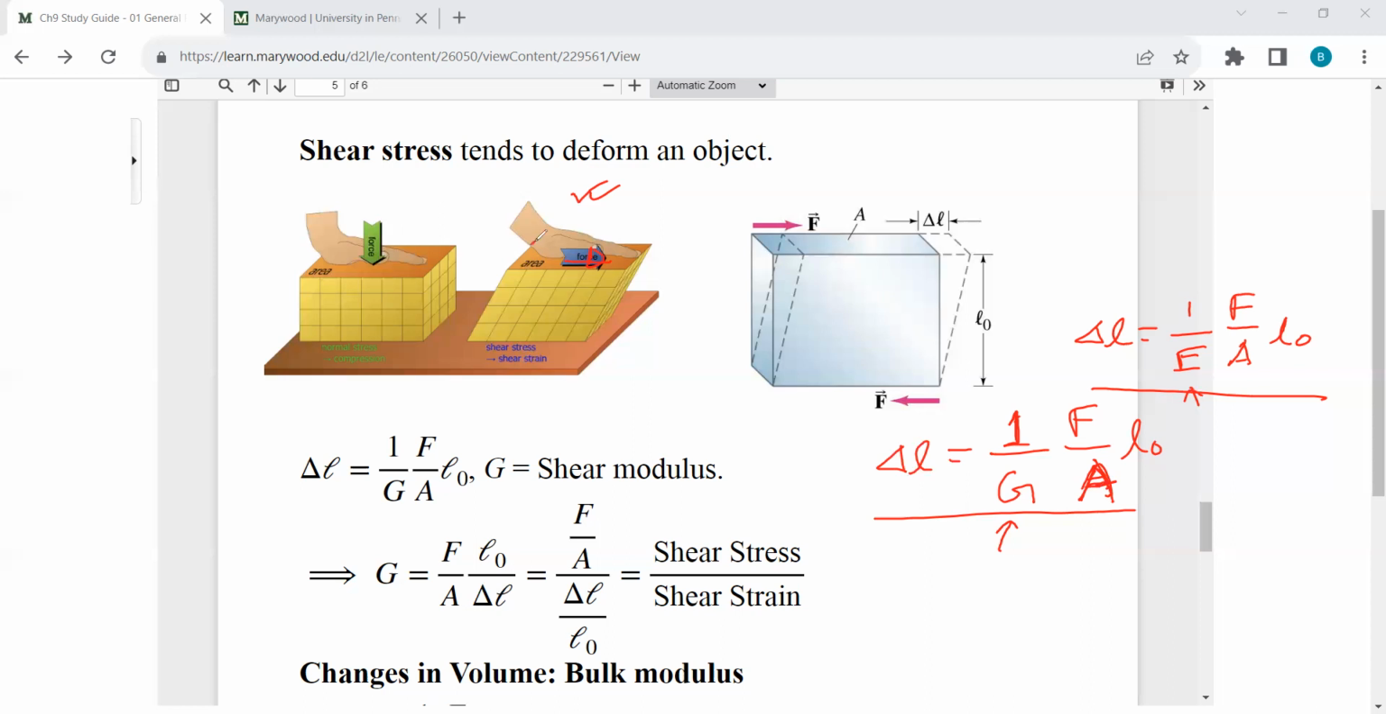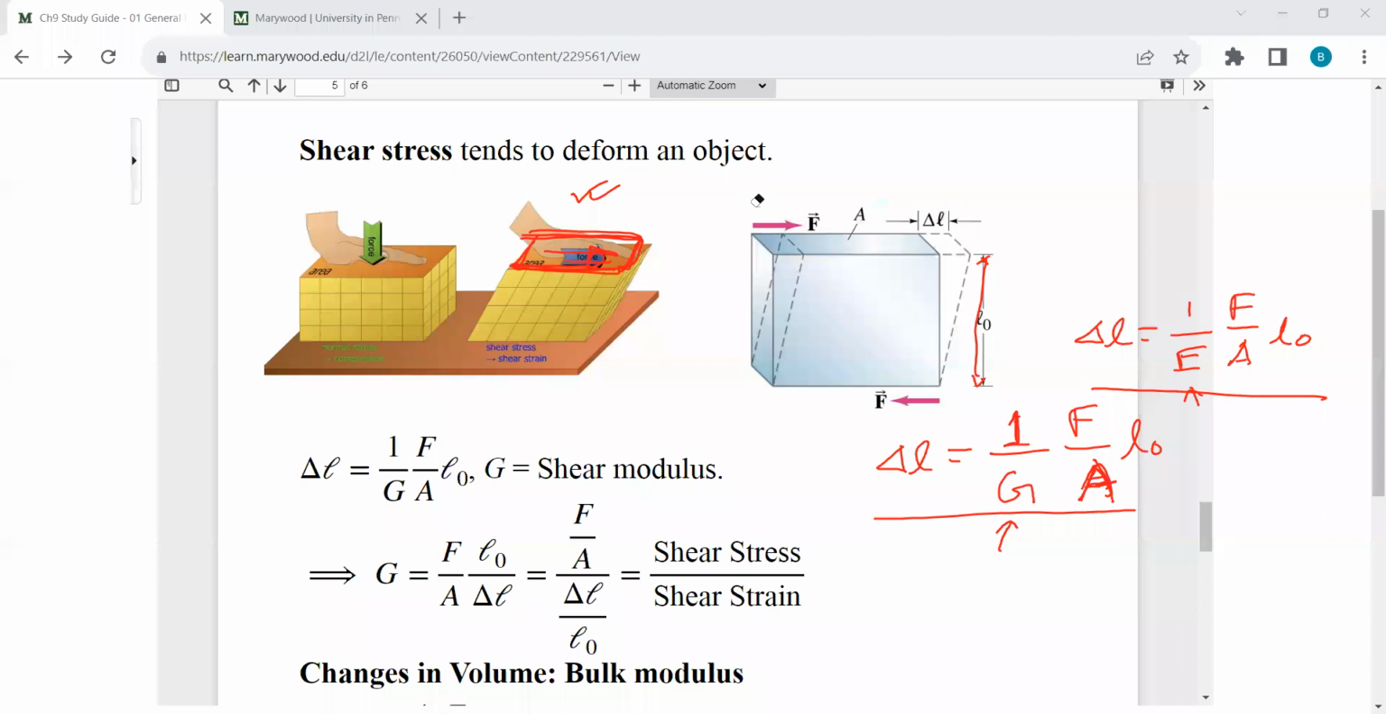For example, in this picture, force is applied on this side, so A means the area of this side. The force is applied here, so the area of this is A. Now what is L0? Don't get confused, L0 is this one. L0 is this length.